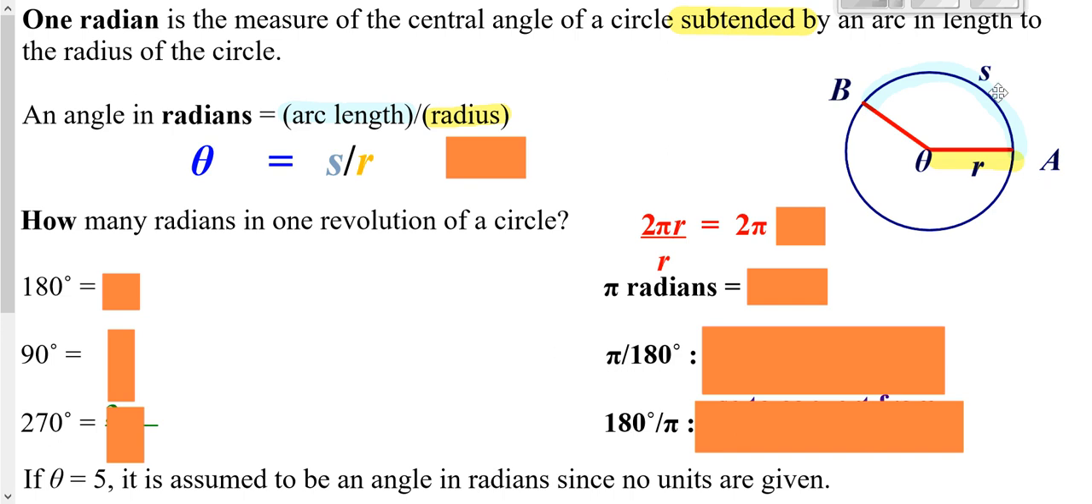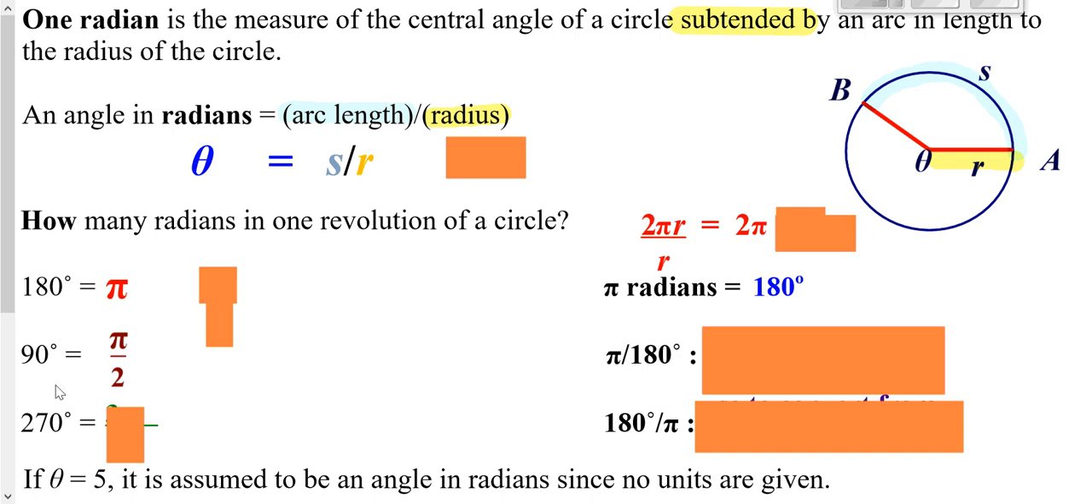So if to go all the way around once is 2 pi, to go halfway around, to 180, would just be pi. So pi radians is equal to 180 degrees. Instead of going to 180, if we go to 90, which is half of that, that means we would be half of pi, or pi over 2. Or if we're going to 270 degrees, which is really 180 plus 90, it would then be pi plus a half of pi, or 3 pi over 2.